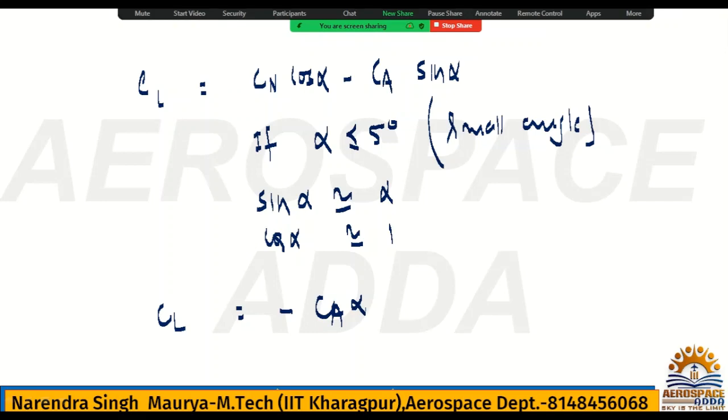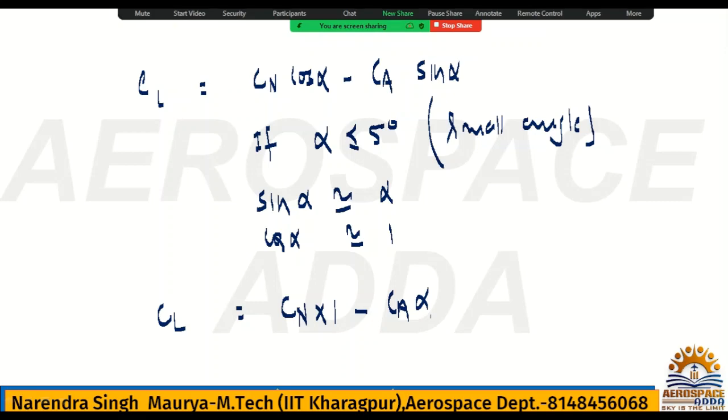Cos alpha is 1, so it becomes CL is nothing but Cn, you can say. Yes, you're correct. Because cos alpha is 1, so Cn into 1 minus Ca into sin alpha, which becomes alpha. Okay, all right.